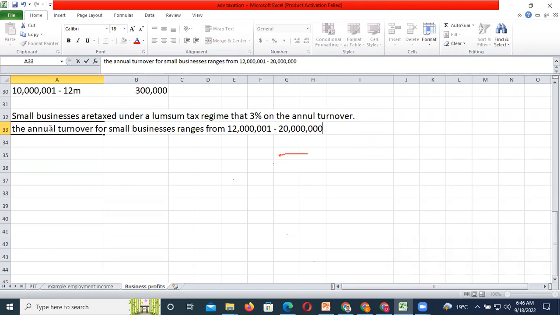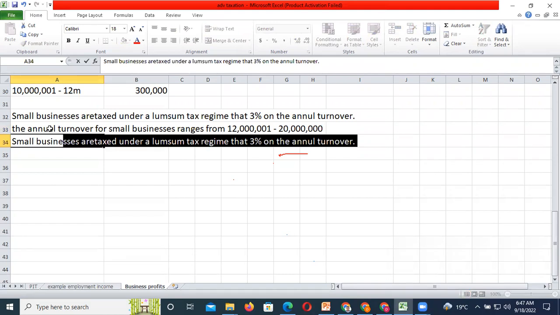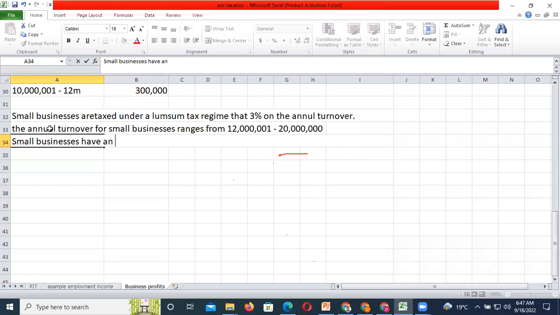So in that case, you calculate 3% of that turnover, and you calculate the tax. And we said smaller businesses have an option to move from lump sum to real tax. So if it's a small business, it can apply to move from a lump sum tax to a real tax.